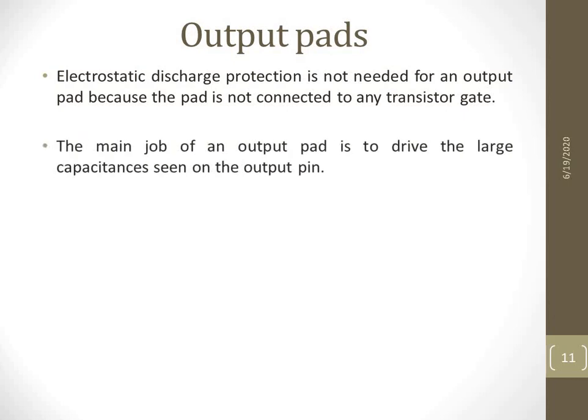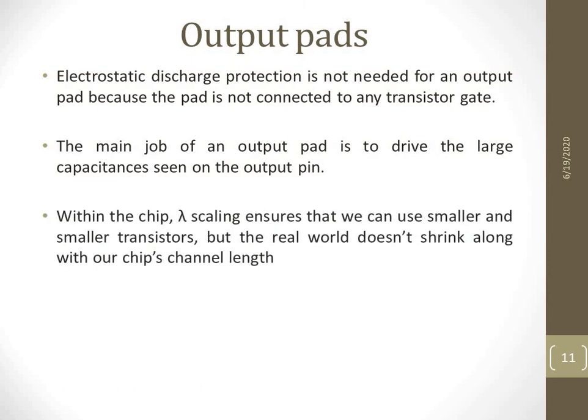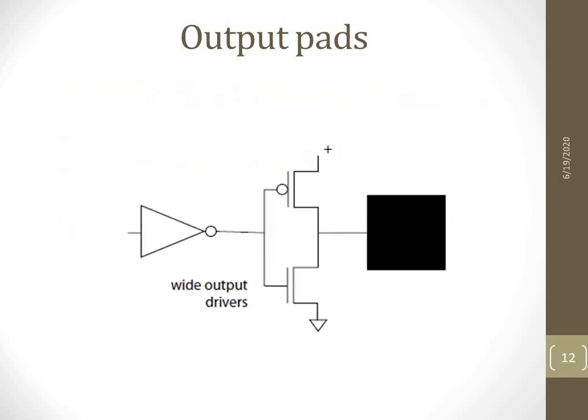The main job of an output pad is to drive the large capacitances seen on the output pin. Within the chip, lambda scaling ensures that we can use smaller and smaller transistors, but the real world doesn't shrink along with our chip's channel length. So this is an output pad. As I showed you, the darker area is an output pad.